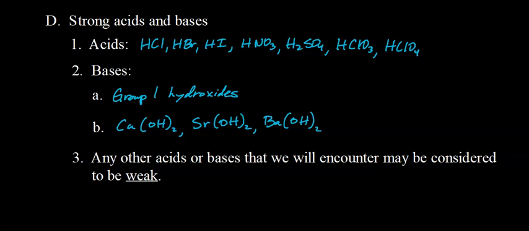Next lesson, we'll talk about how to determine the relative strengths of both binary and ternary acids. And we'll be able to see some more examples of strong acids. But for now, we'll just focus on those. Anything else, we'll just assume that it is weak. Again, unless we are given information that tells us otherwise.